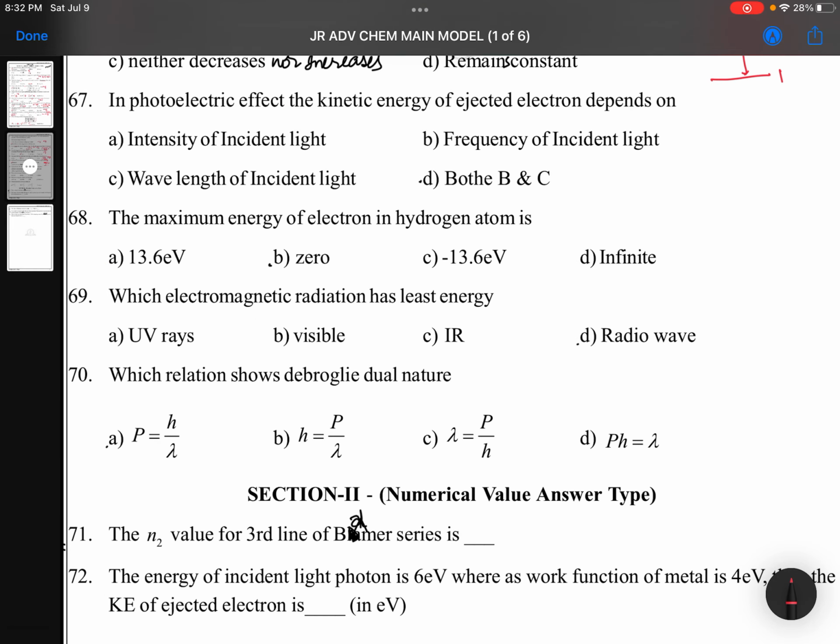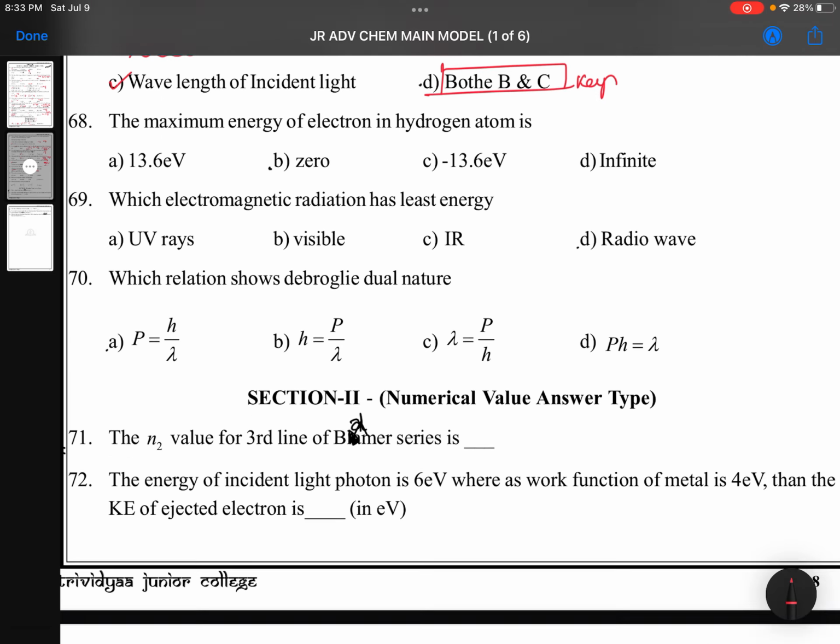In photoelectric effect, the kinetic energy of the ejected electron depends on frequency as well as wavelength. So D, both A and B, is the right option. It won't depend on intensity. Only the number of electrons depends on intensity, but not kinetic energy.